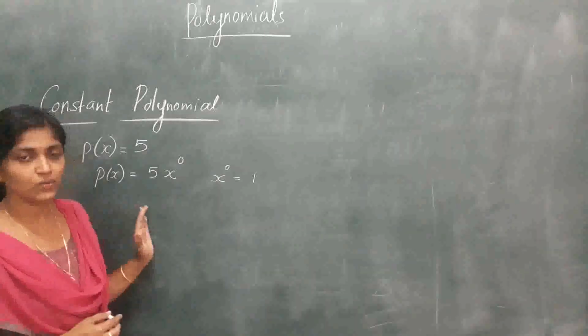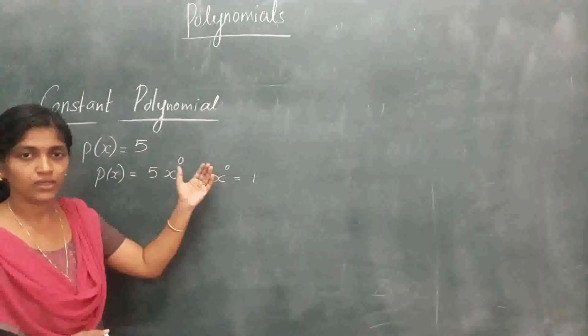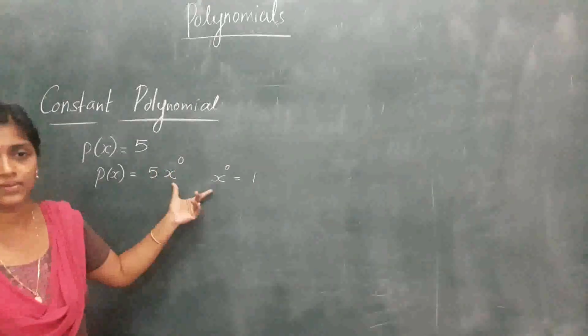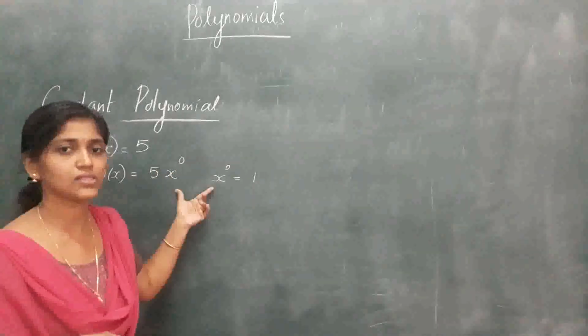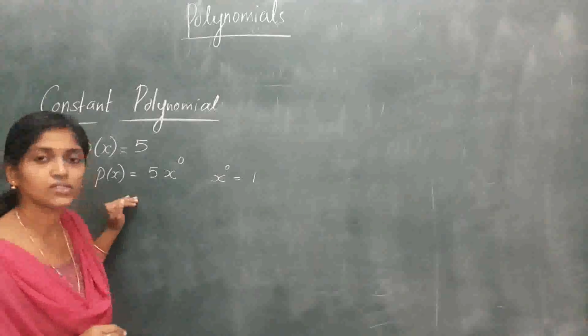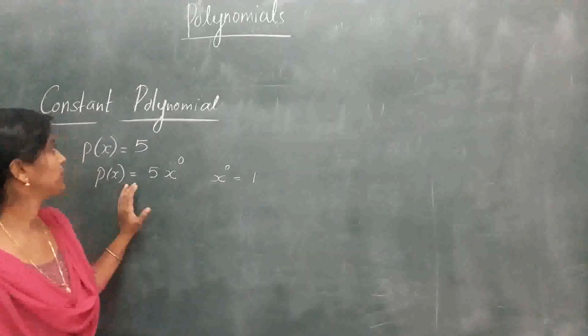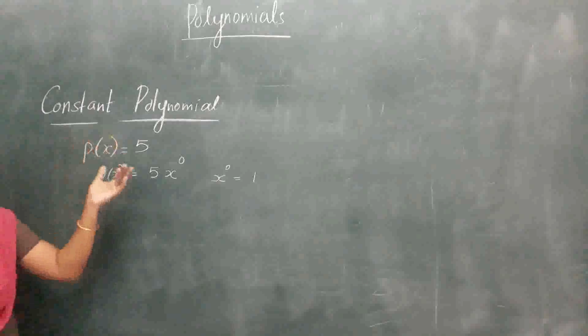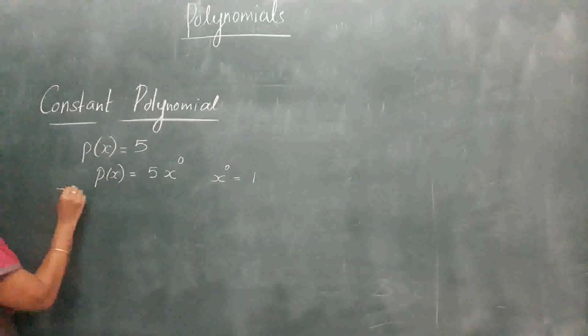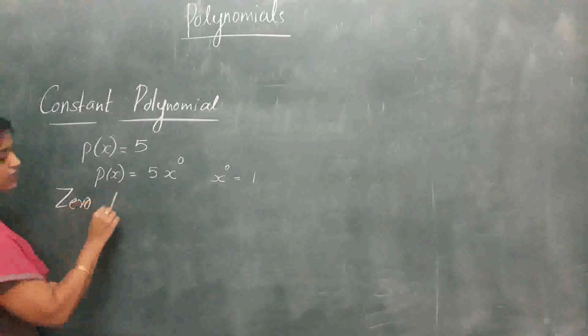The degree of a constant polynomial is 0. I think it is clear what a constant polynomial is. It contains only one term, consisting of the constant, and the degree of a constant polynomial is 0. Now we will go to the next polynomial, that is the 0 polynomial.